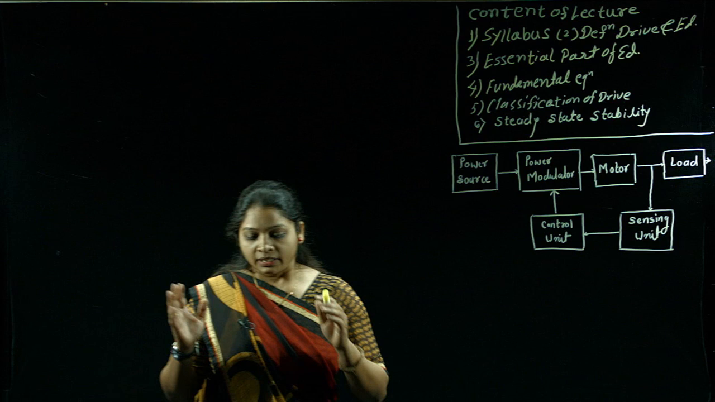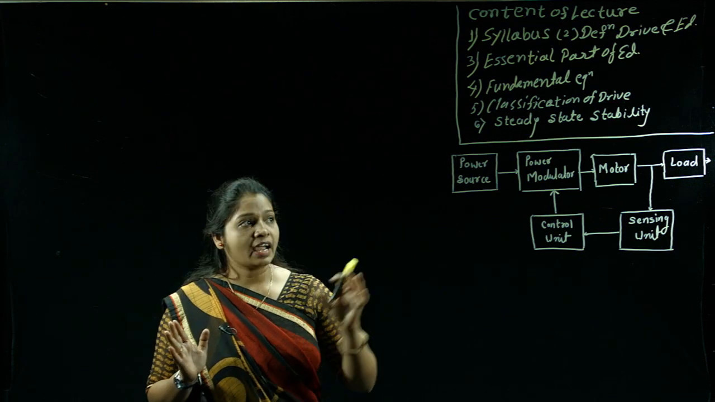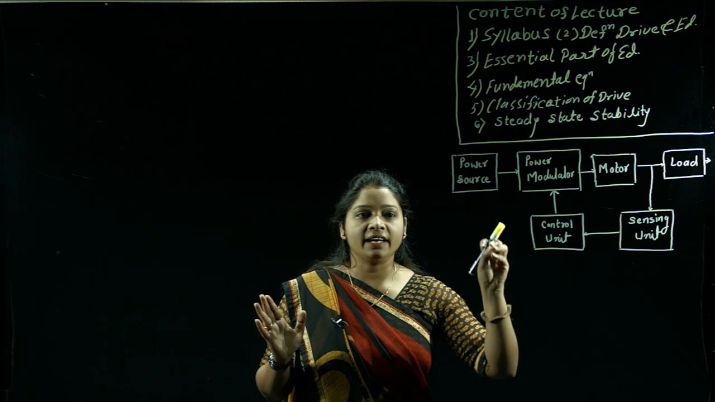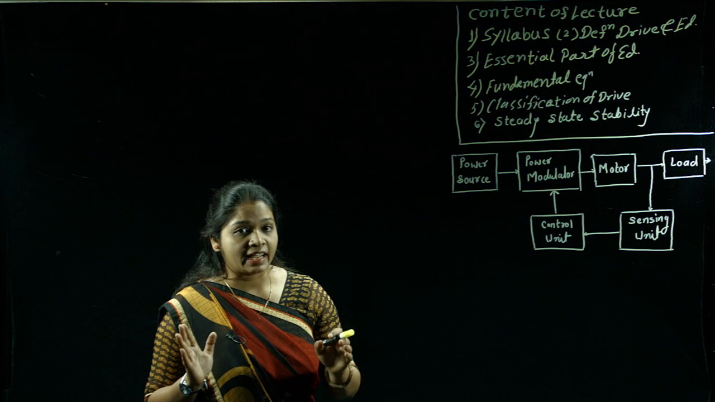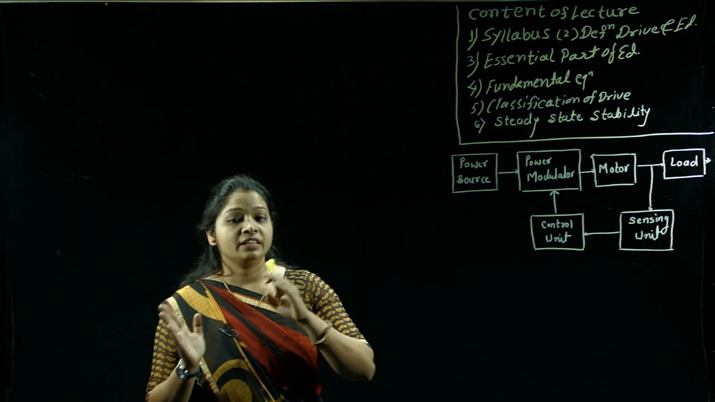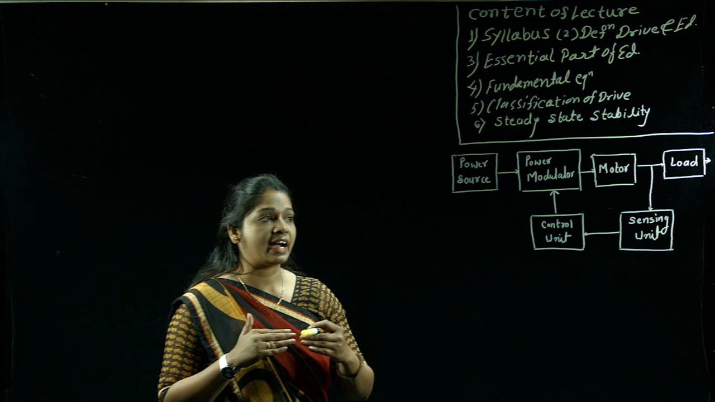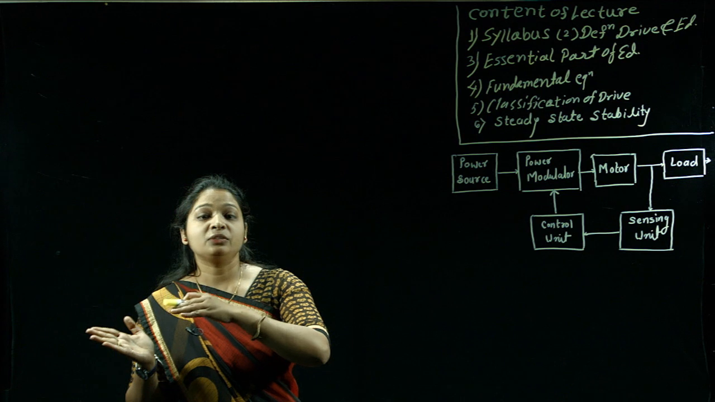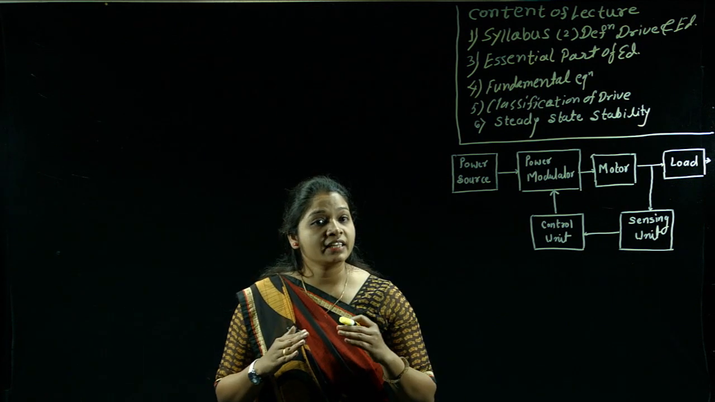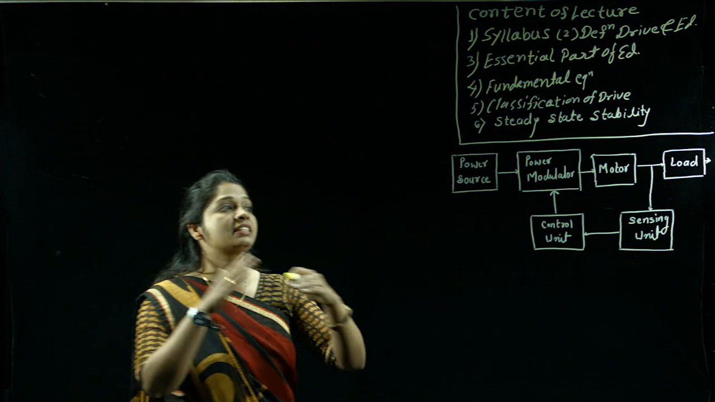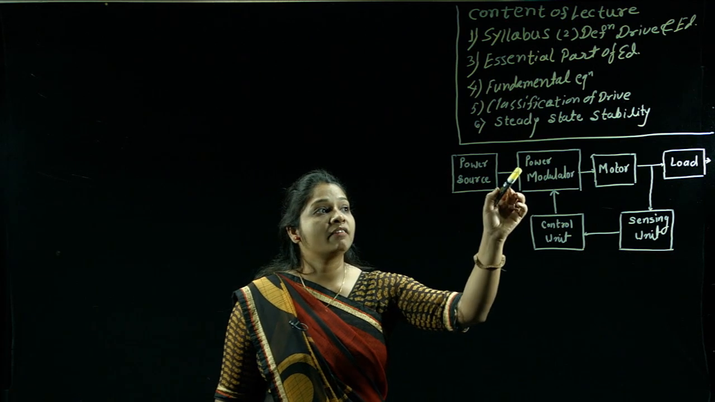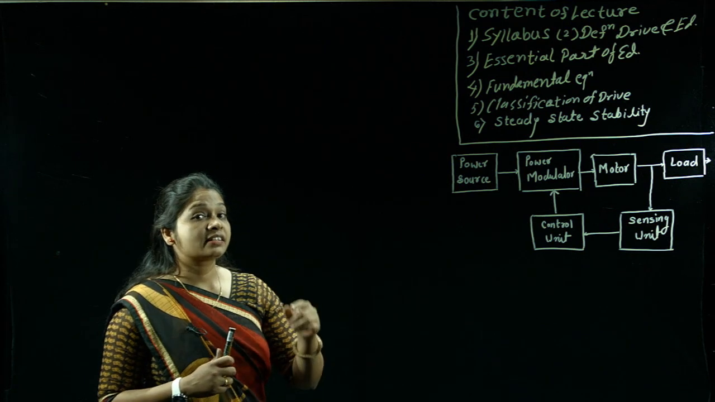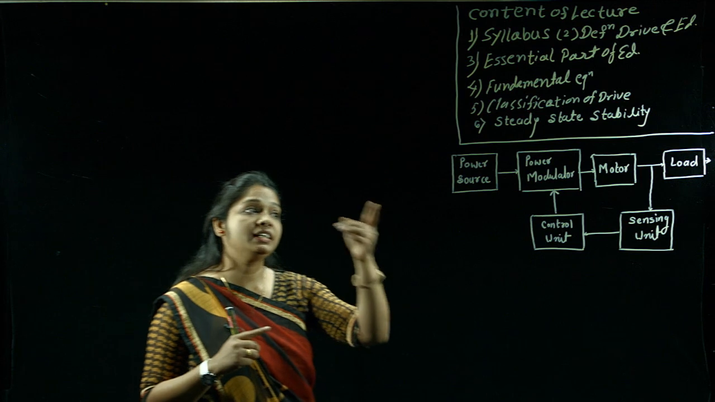For example, the input is AC and we require a DC output, or the motor requires a DC input. At that time, the power modulator modulates the power in such a way that it meets the requirement of the motor, meaning it converts AC to DC. If the power is converted from AC to DC, the power modulator acts as a rectifier, because a rectifier converts AC to DC.